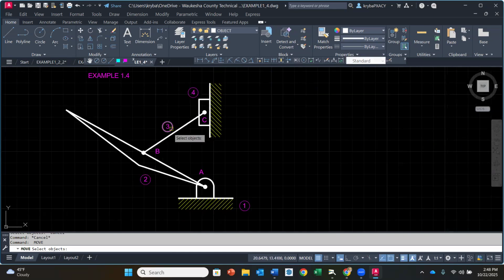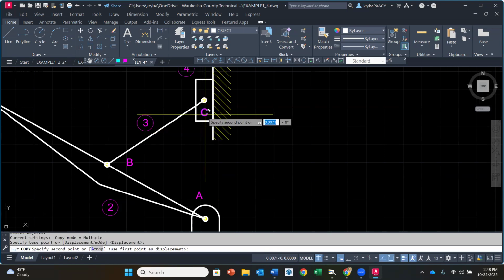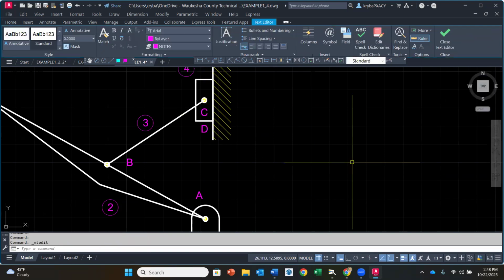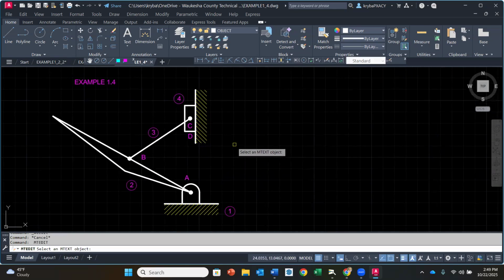So your final diagram should look something like this. Oops, my D went away. I think I moved instead of copied it for my example. So I'll just copy my C here. And then switch that to D. There we go. So any questions on this diagram? Okay.